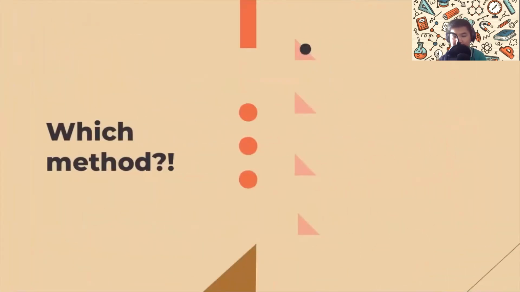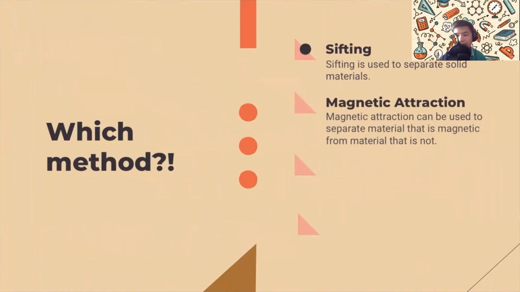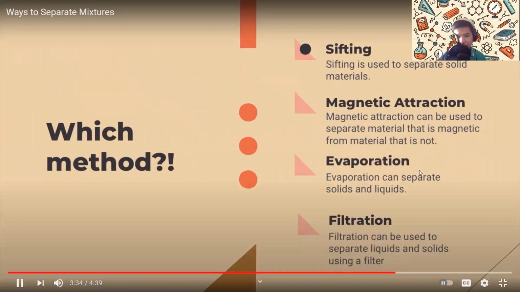So what are those methods again? Okay, let's do a little review. The first one is sifting. Sifting is used to separate solid materials. Magnetic attraction. Magnetic attraction can be used to separate material that is magnetic from material that is not. Evaporation. Evaporation can separate solids and liquids, like water and salt. And filtration. Filtration can be used to separate liquids and solids using a filter.